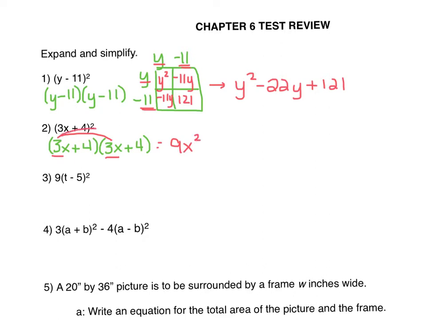Then I'm going to distribute the 3x over here to the 4, so that would give me 12x. Then I've got 4 times 3x, which is another 12x. And at the end, 4 times 4, which is 16. Should go ahead and combine those ones in the middle. And so as a final answer, I get 9x squared plus 24x plus 16.